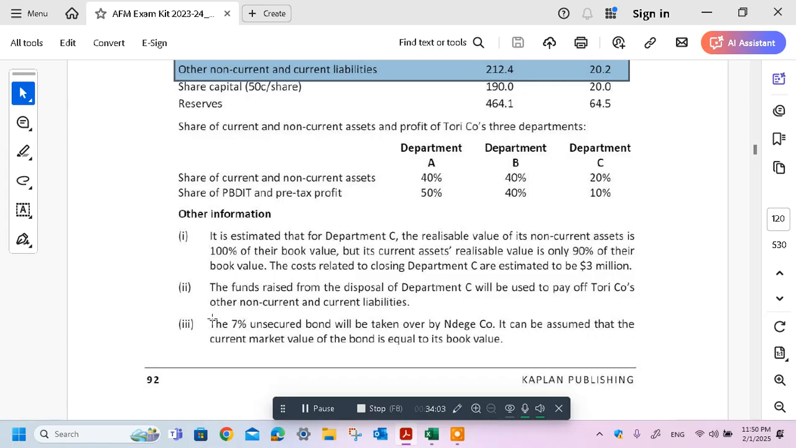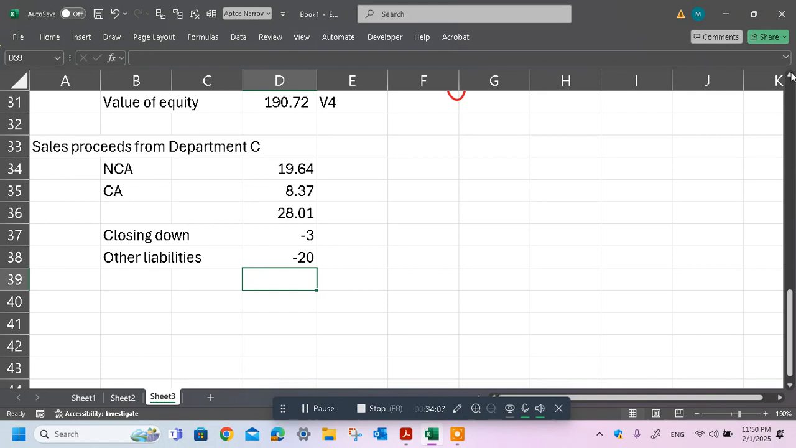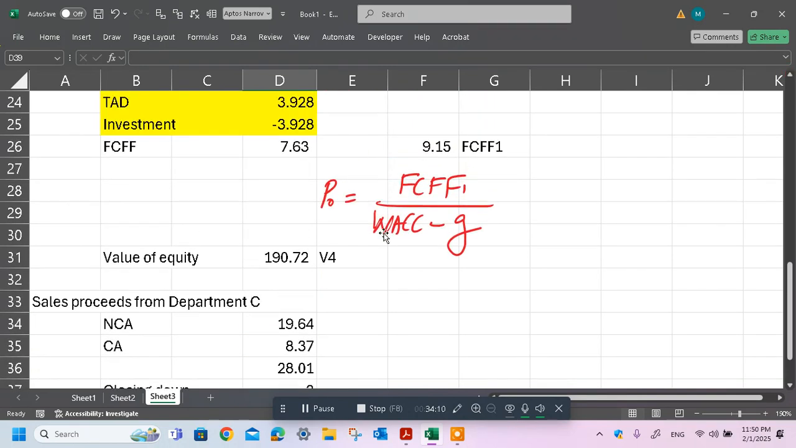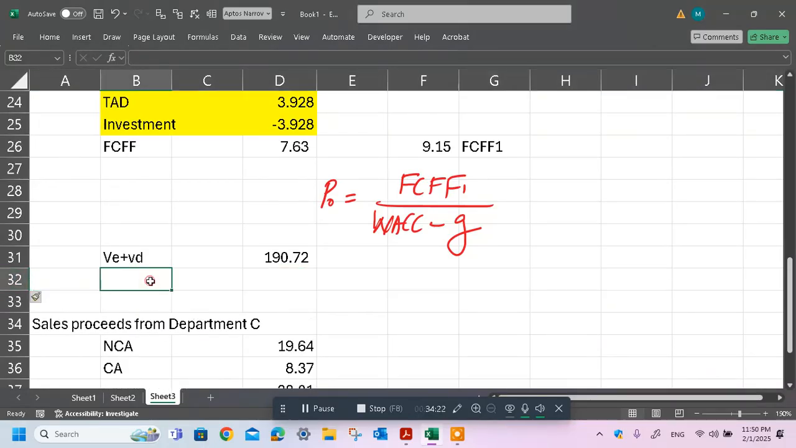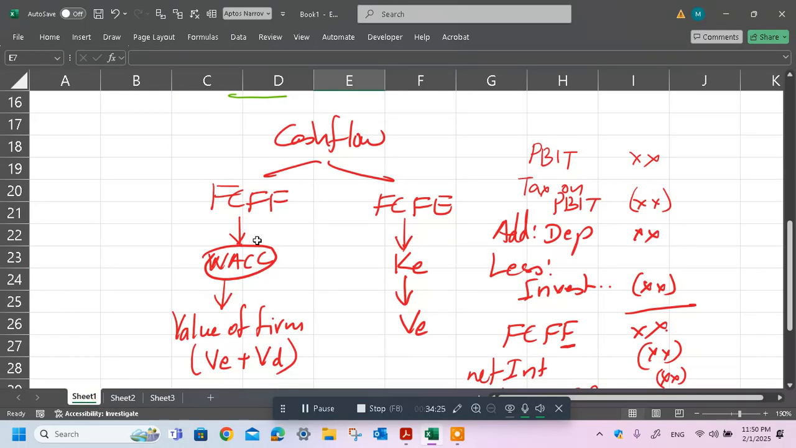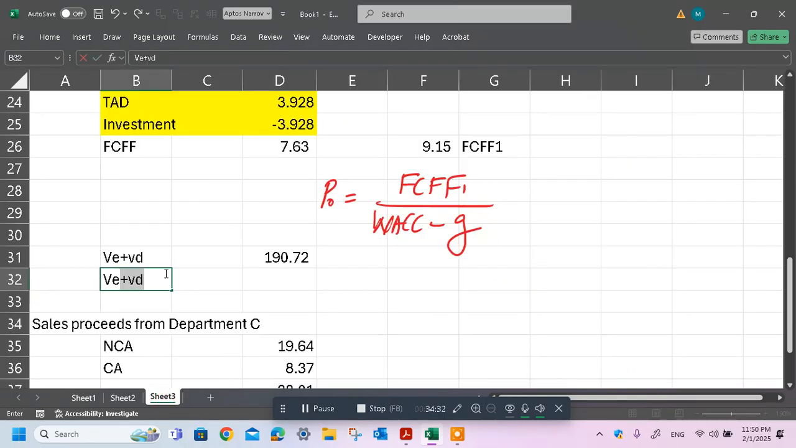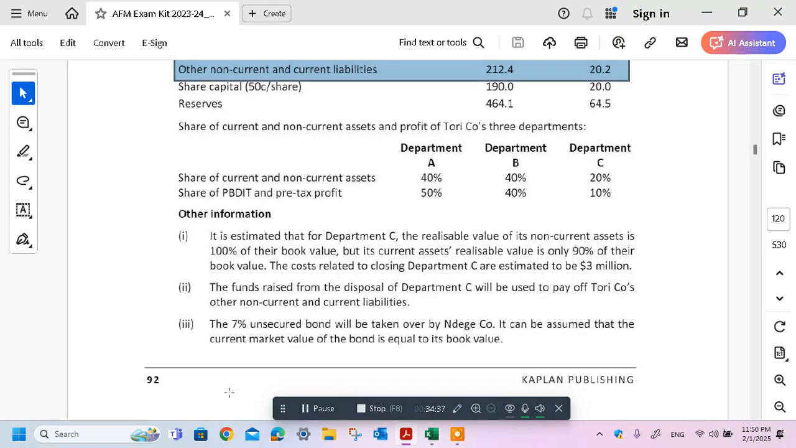We missed this point. What is this point? You know, Dutch company, we did the free cash flow to firm valuation. So this 190.72 is not the value of equity. This is value of equity plus value of debt. So that's not V4. So what will be the value of equity? Remember I explained, if you use the FCFF method, what you get is VE plus VD, value of equity and value of debt. I need only value of equity now. How do I get that? From this value, subtract the value of debt.